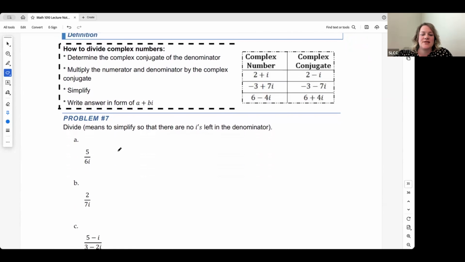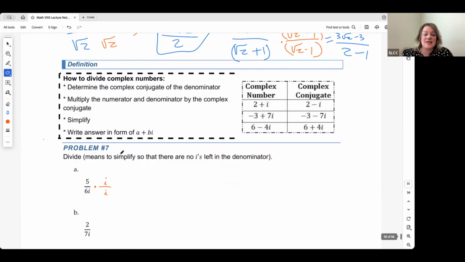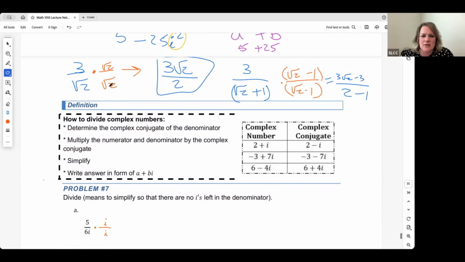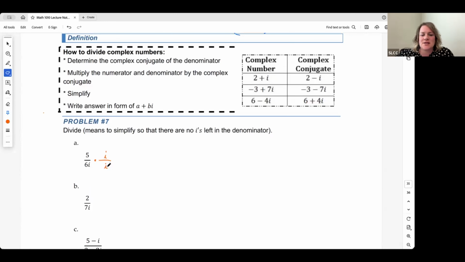Let's look at problem number 7. 5 over 6i. Divide means to get i out of the denominator. So how do you get rid of that? Why don't I just multiply by i over i? Just like our first example, we don't need a conjugate. We just need that one square root so it can undo each other. Same idea here. What's i times i? i squared is -1. It's no longer imaginary. That's what we're doing here.